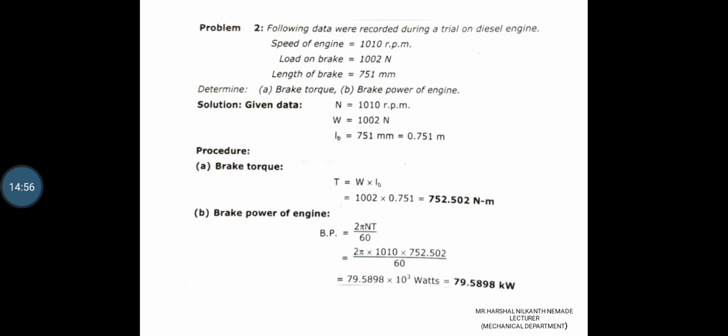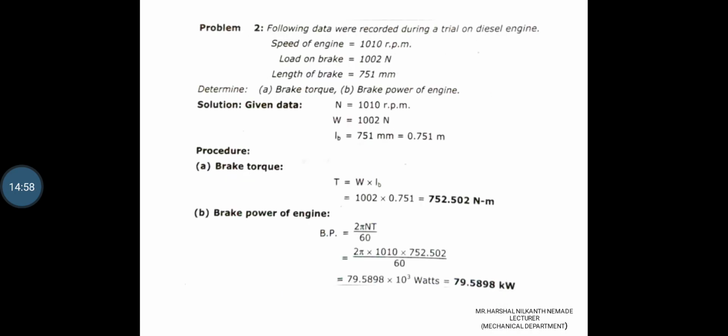So PM I will get 8.0952 bar, and indicated power IP is equal to 100 into K into PM into L into A into N divided by 60. Here K is the number of cylinders, single cylinder 1. PM is 8.092. Length is given, area is given, and N means the number of working strokes. I will get indicated power 3.64 kilowatt.